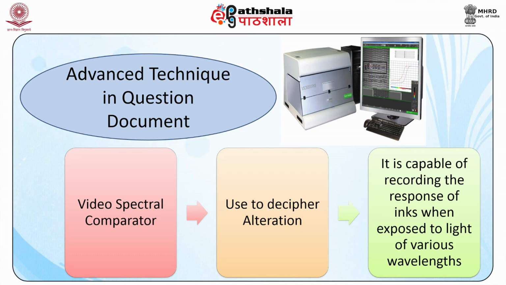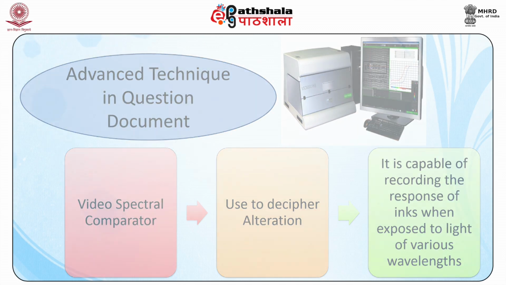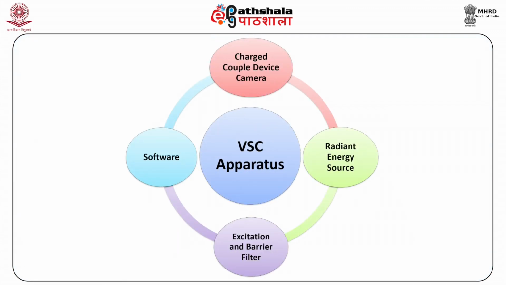You can see the visual here showing the Video-Spectral Comparator. And if we talk about the VSC apparatus, the Video-Spectral Comparator has an imaging device that includes a color charge-coupled device, which is a CCD video camera, a black and white CCD video camera, an excitation barrier filter, and various radiant energy sources like tungsten, halogen and fluorescent lamps, all inbuilt in this instrument. The software of the VSC allows the examiner to record the image of the document.